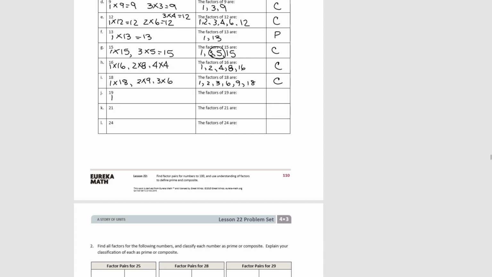For 19, we can only do 1 times 19. So our factors are 1 and 19, which makes this number prime.